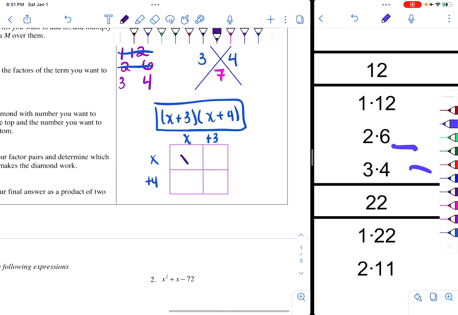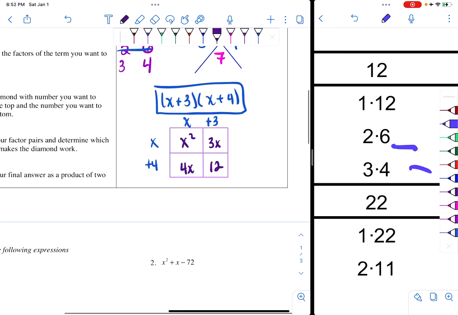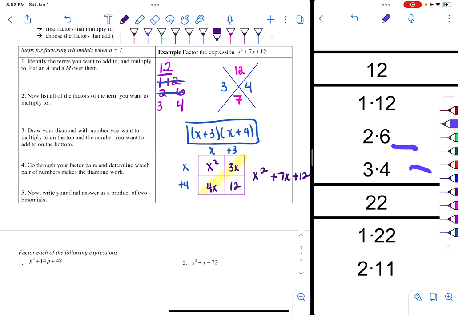So x times x is x squared. X times 3 is 3x. 4 times x is 4x. 4 times 3 is 12. Combine your like terms. We get x squared, 3x plus 4x is 7x, and then I get my plus 12. And if I look, that's exactly what I started with. And that's how we're going to factor trinomials.